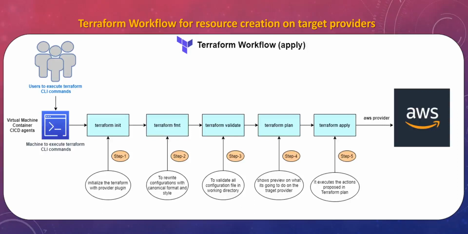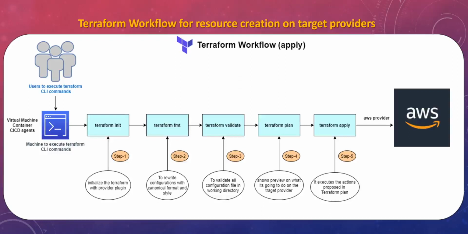Hi. So as part of this Terraform, let us try to understand the workflow for resource creation on the target provider. Here our target provider is AWS. So what we need to do first, whether it is for creation or for updating the changes, what we have to do on Terraform. There are 5 steps in total that we have to follow when we are trying to create a resource or modify a resource.